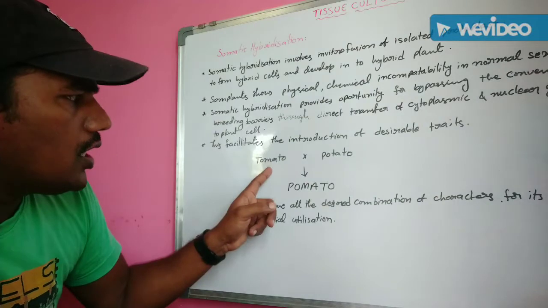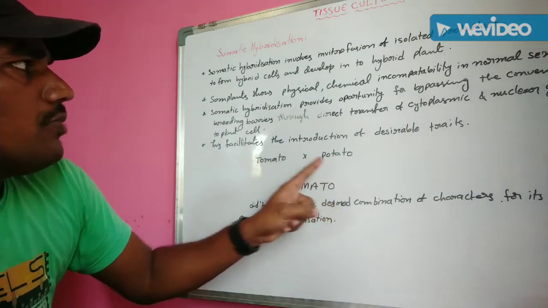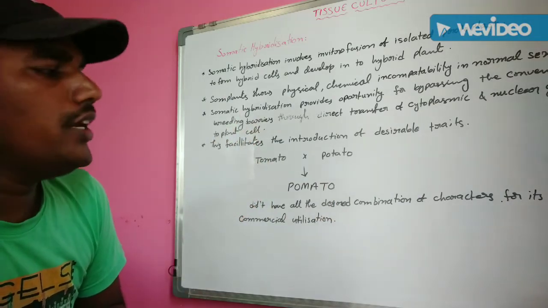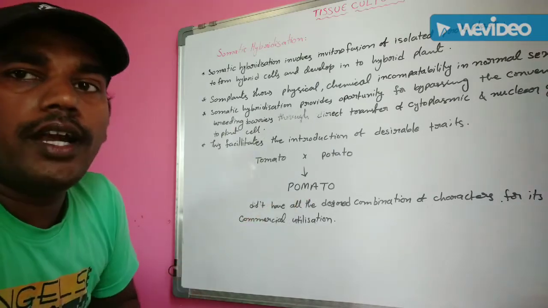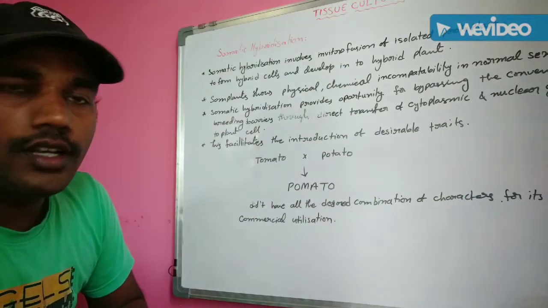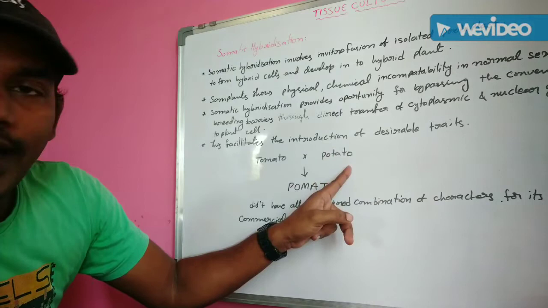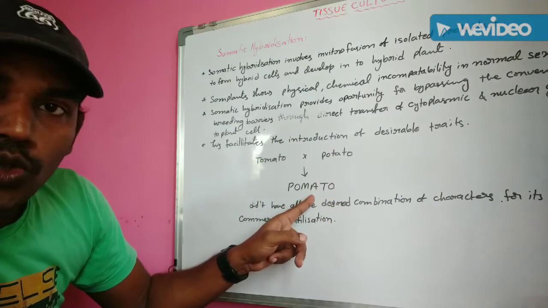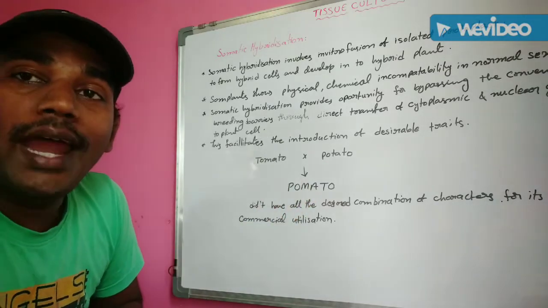So we treated both with protoplasmic fusion under an in vitro process, and prepared a new hybrid plant. Understand? You crossed tomato and potato protoplasts and obtained a new somatic hybrid plant. That one is tomato.